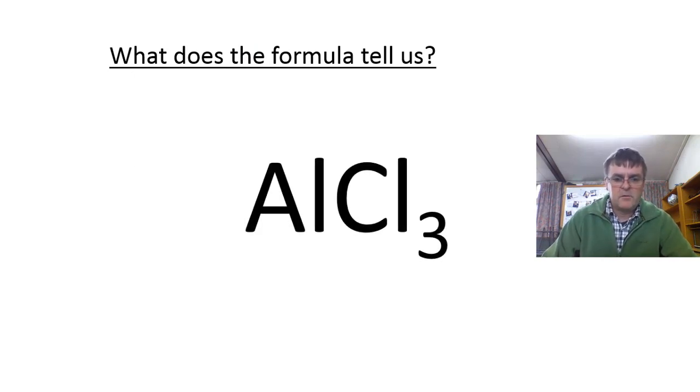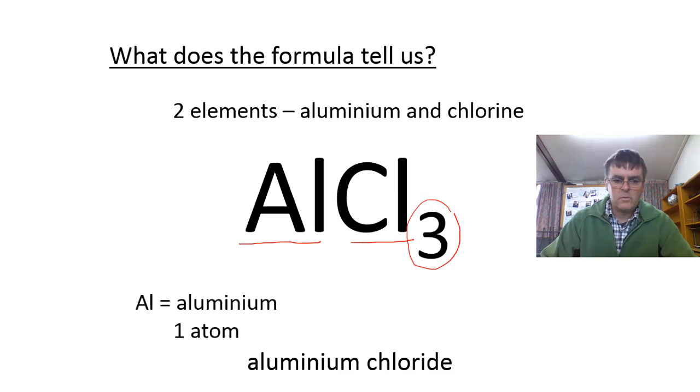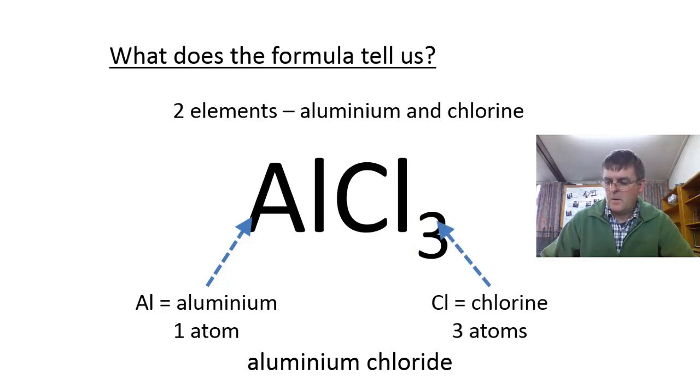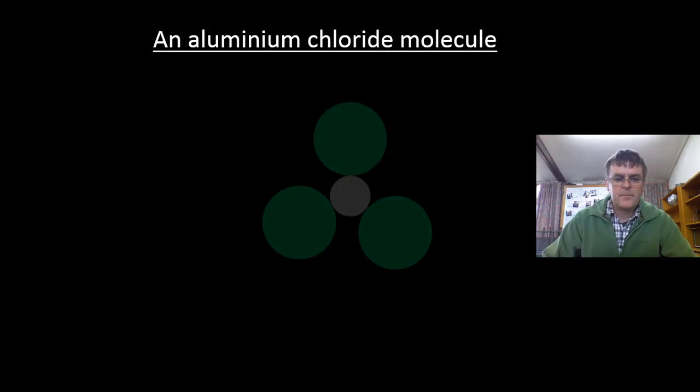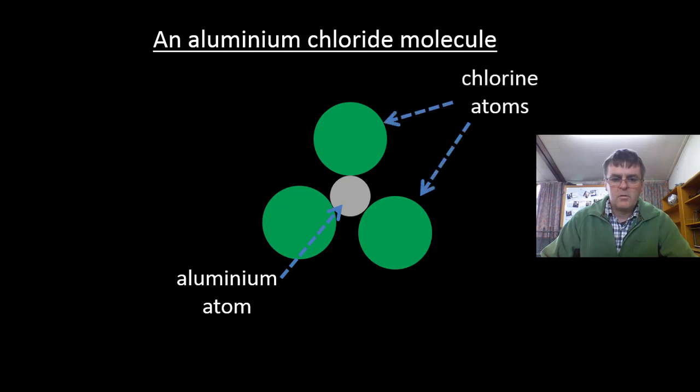Okay, what's next? Just look at this one here. What are the symbols we've got? Aluminium chloride is the name of it. Two elements, aluminium and chlorine, so you'll need to know what these symbols are: Al for aluminium, Cl for chlorine, and then we've got the 3. What is that telling us? We've got one aluminium atom, that one there, and 3 chlorine atoms, those ones there. What is that going to look like? Here's an aluminium atom surrounded by 3 chlorine atoms: aluminium chloride.